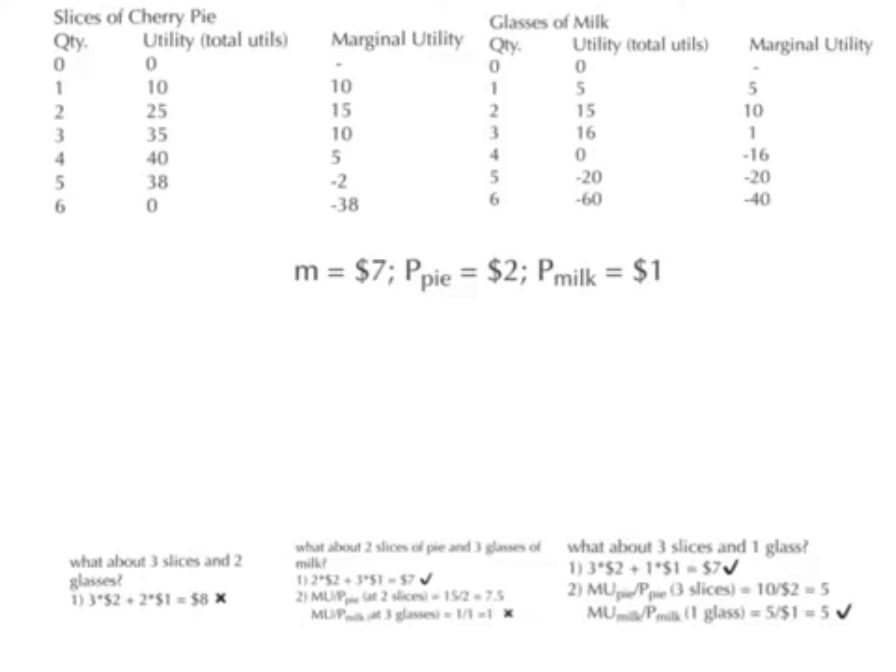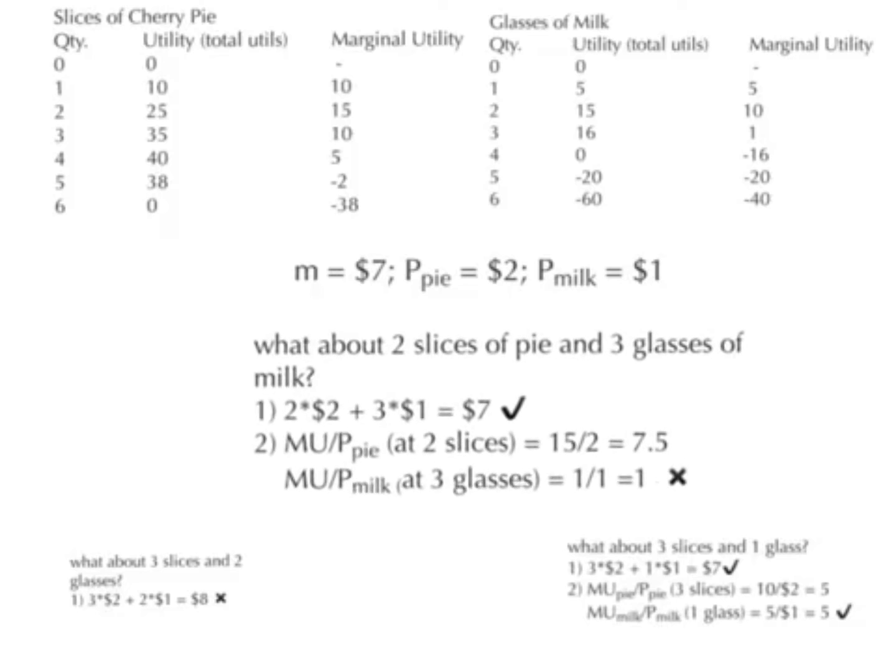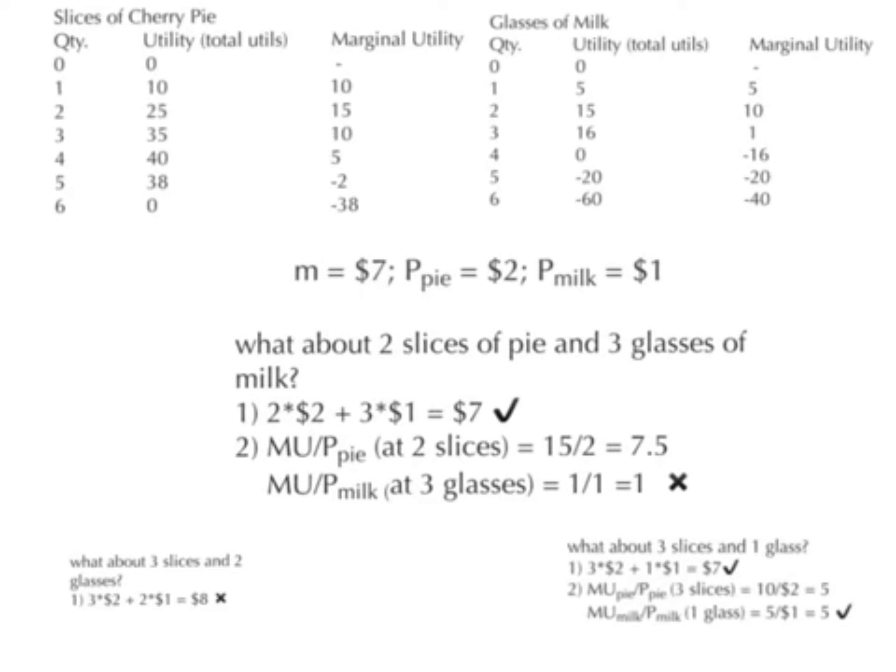So what we might believe is that instead of 3 slices of pie and 2 glasses of milk, let's buy less pie, but then buy 1 more glass of milk. So 2 slices of pie and 3 glasses of milk. If we look at that, again, what we notice very quickly is that we actually can't afford this bundle. So at $2 a slice and buying 2, that's $4, plus $1 a glass of milk times 3 is $3, and that adds up to $7. So we can afford it, and it is spending all of our income. But then we have a problem.